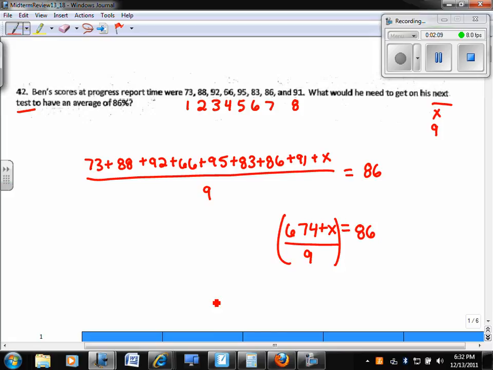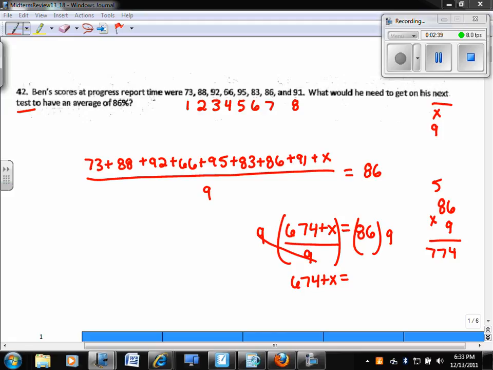We've got to undo this dividing by 9. So we're going to multiply both sides of the equation by 9. These cancel. We're left with 674 plus X is equal to 86 times 9. What is 86 times 9? We could punch it in the calculator, but this one's pretty easy to calculate. Let's have a little practice with writing it out. 9 times 6 is 54. 9 times 8 is 72, plus 5 is 77.